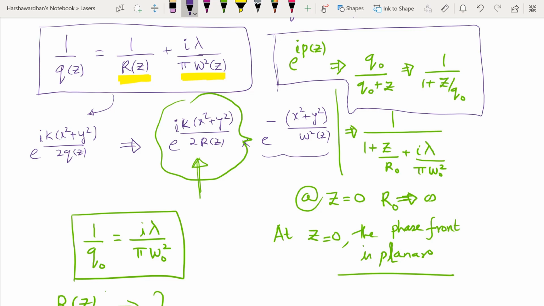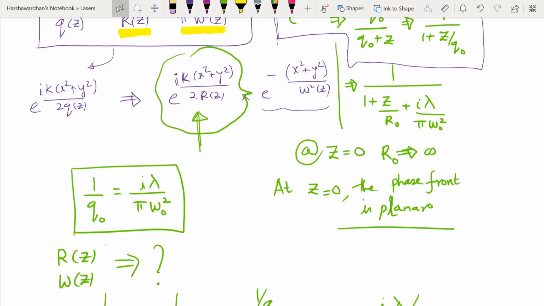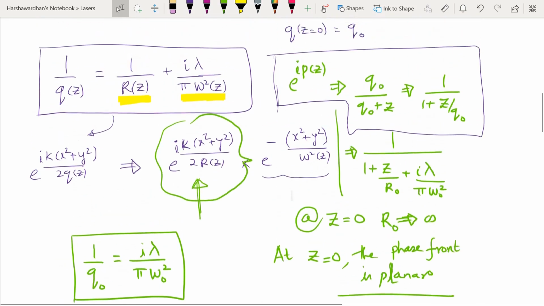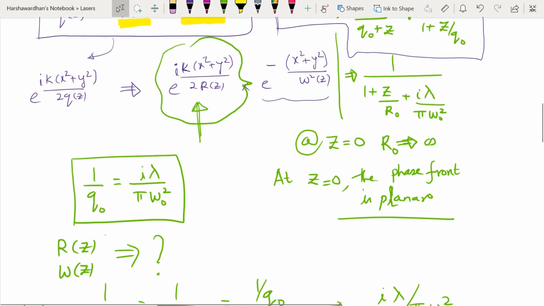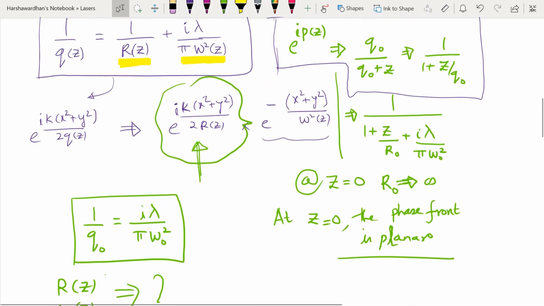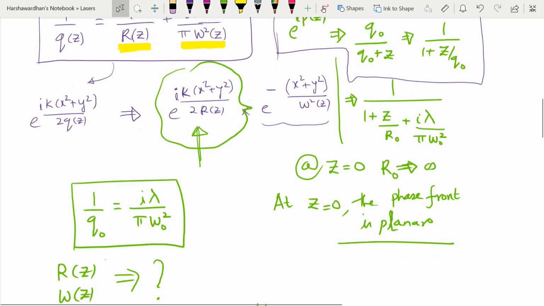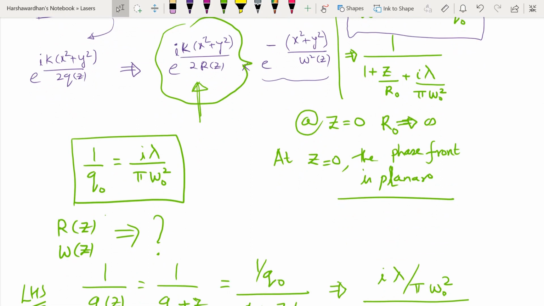What I do is ensure that at Z equal to 0, my phase front has a radius of curvature, right? This is essentially giving me the radius of curvature. If my radius of curvature is infinity, then I would basically get a planar phase front. So at Z equal to 0, that special location, I am demanding that the radius of curvature of the phase front is infinite. That would mean it's a planar phase front. So at Z equal to 0, R is infinity, and hence 1 over Q naught is simply this complex number, of which only the imaginary part remains.